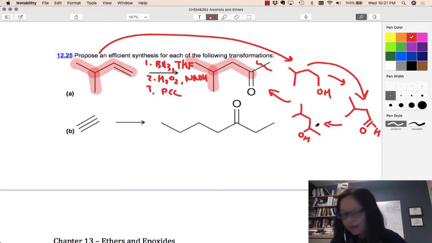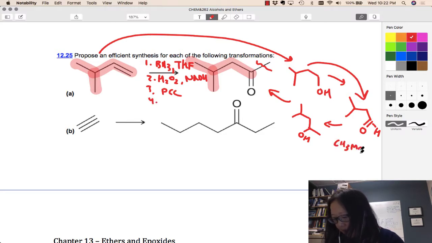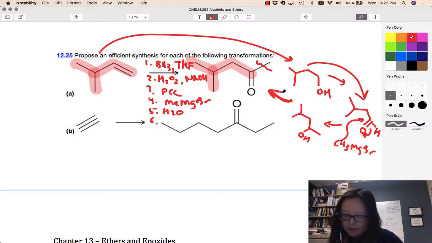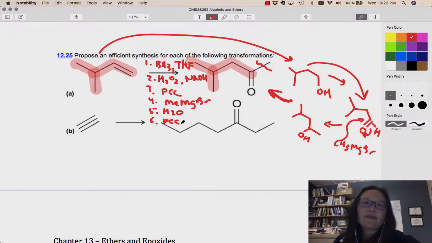Once you do that, then you got this. Let's see, then we want to use our methyl magnesium bromide to alkylate that. Okay, so methyl magnesium bromide followed by water workup to neutralize that, and then I need to oxidize it again. So oxidizing it in this last step here is going to be, again, PCC or Jones is fine there.